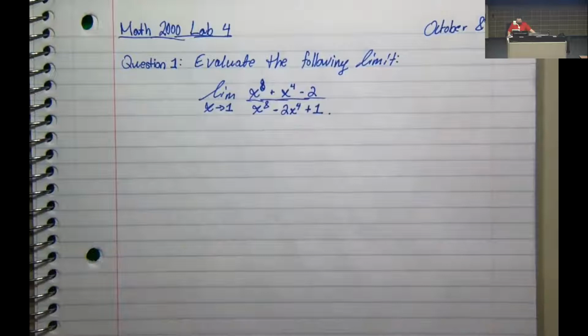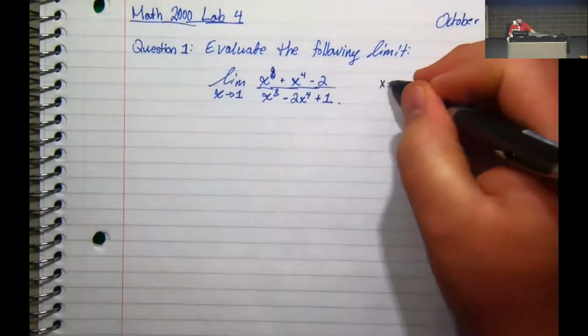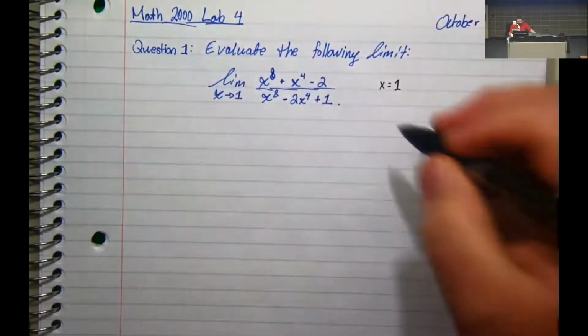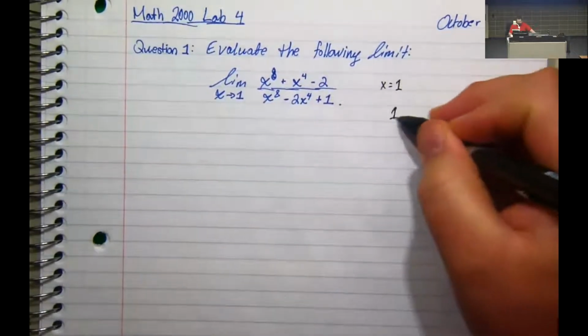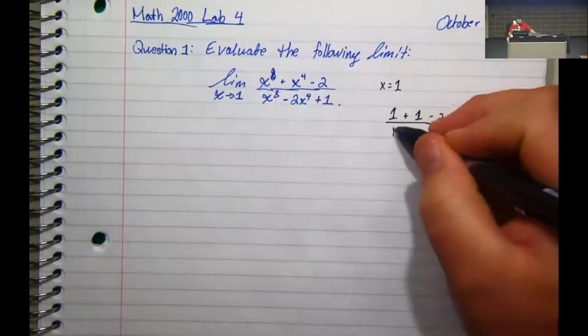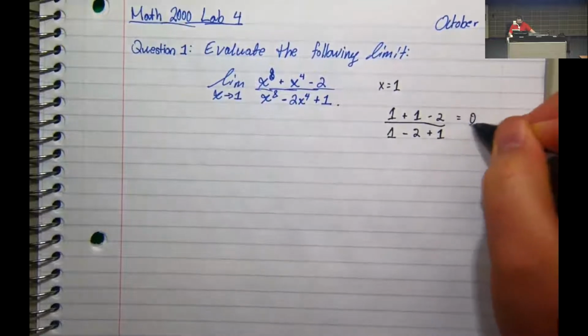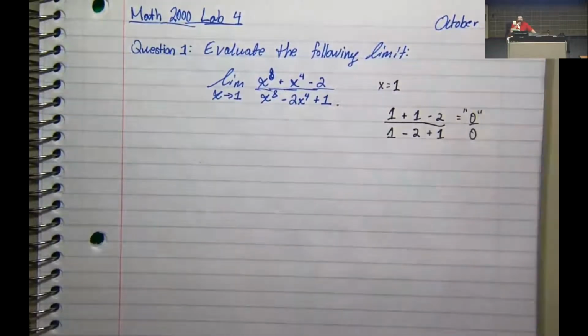Okay, so let's go ahead and get started. If we were to try to sub in x equals 1 into the equation, we would get 1 plus 1 minus 2 over 1 minus 2 plus 1, which is a 0 over 0 form. And so we obviously cannot just do it by direct substitution or by directly inputting the value.